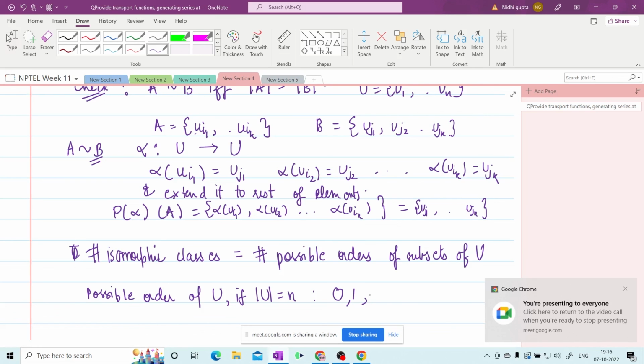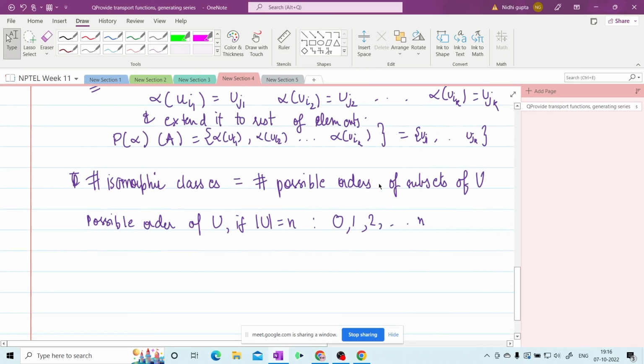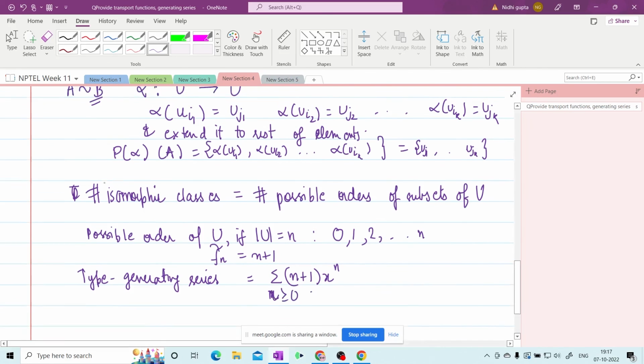So I was saying that the possible orders are 0, 1, 2, till n. So we see that we'll have n plus 1 isomorphism classes. So the type generating series: if we have an n-element ordered set, f tilde n comes out to be n plus 1. So it is (n plus 1) times x to the power n. So this is the answer.